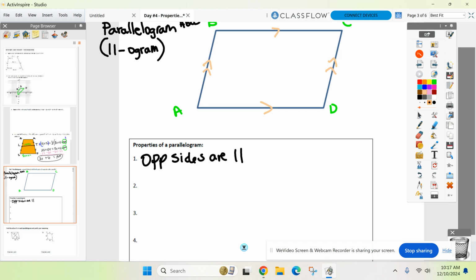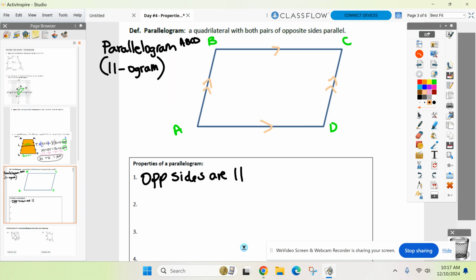Now, I want you to understand when you would use that. Why would I need to know opposite sides are parallel? Please draw in diagonal AC on your diagram right now, and I want to show you why knowing the opposite sides are parallel is going to help us. You just drew in diagonal AC. Anybody know what type of angles you just formed? From our parallel line unit.